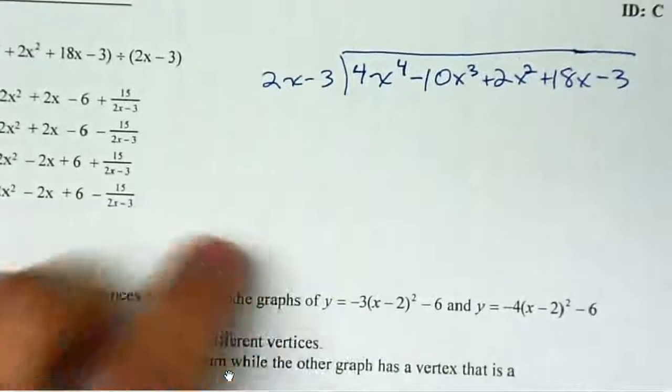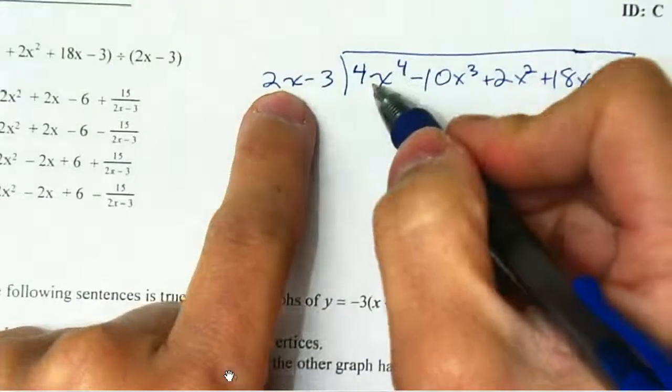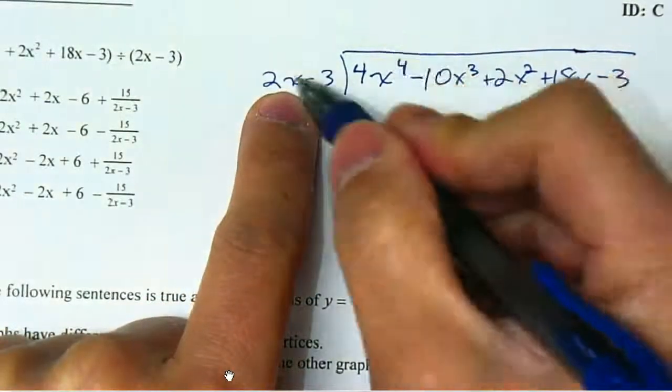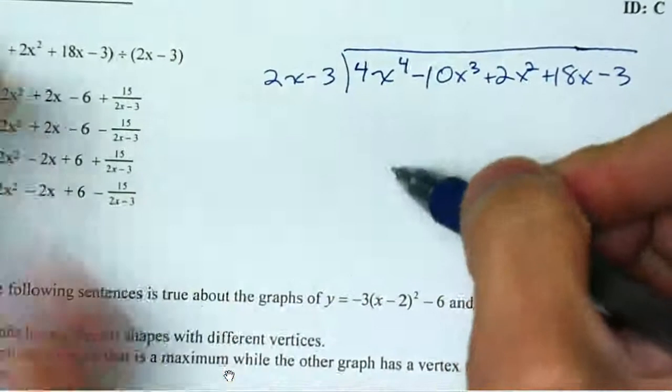Alright, so how do we do this? Remember, it's dividing the fronts, then we're going to put the number on top, multiply by everything, and then we switch signs and add straight down.